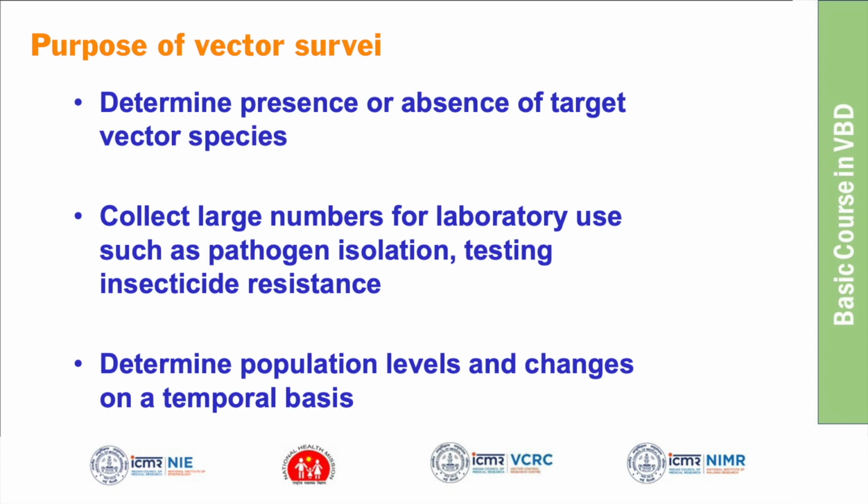So, in summary, the purpose of vector surveillance, that means the survey methods and the collection methods we are using, is to determine the presence or absence of the target vector species in a particular place. Then we collect a large number of target vectors for laboratory use, such as vector incrimination, that means pathogen isolation, and testing of insecticide resistance. We also have to determine the population level and changes in relation to space and time.